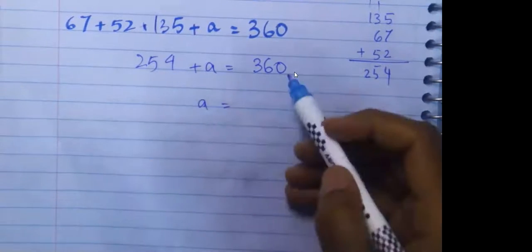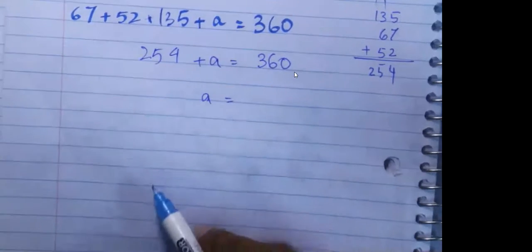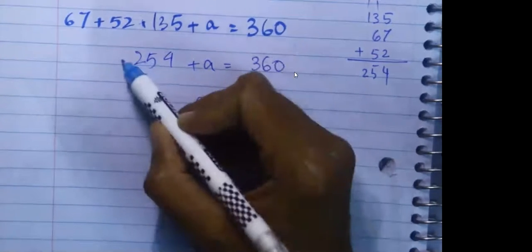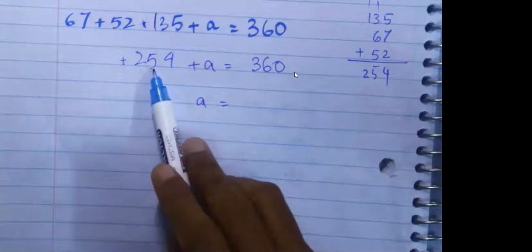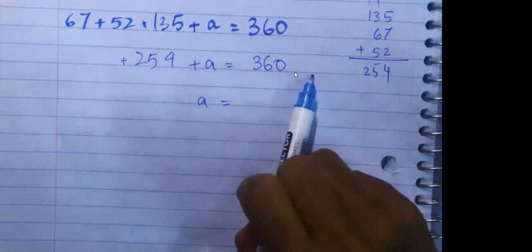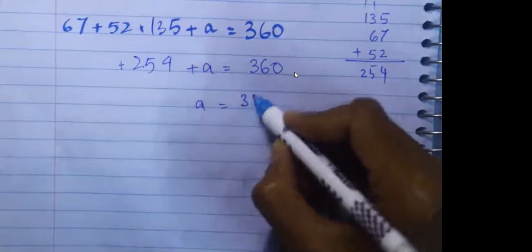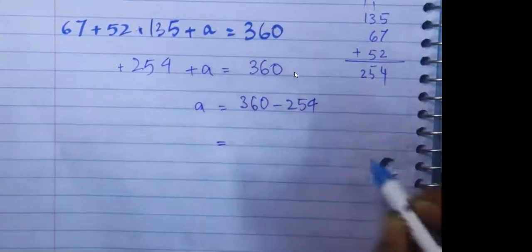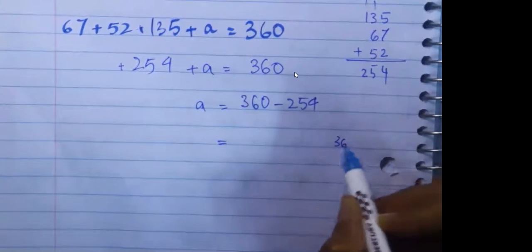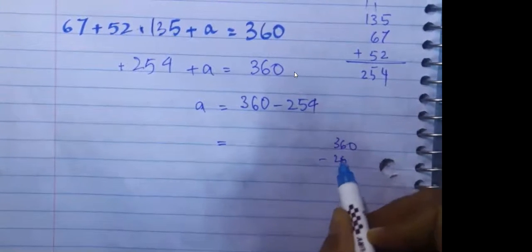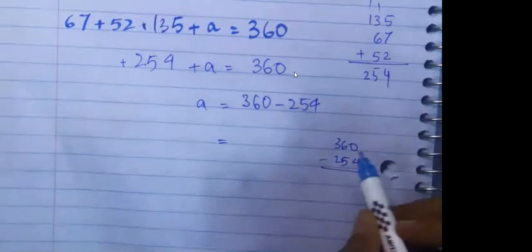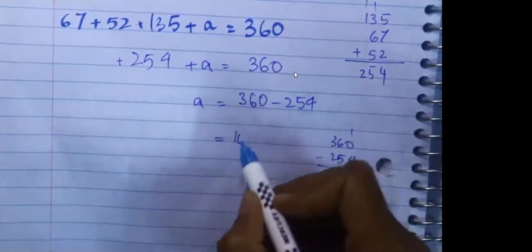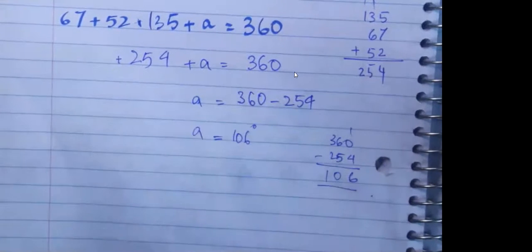This 254 will go to the other side because when we want to find the value of the variable, we have to isolate it, remember? The sign here is positive and it is getting added, so we will shift it to the other side of the equation where it will get subtracted, right? So what do we get? 360 minus 254. Miss, we got 106. Yes, 106 is the answer. Okay.